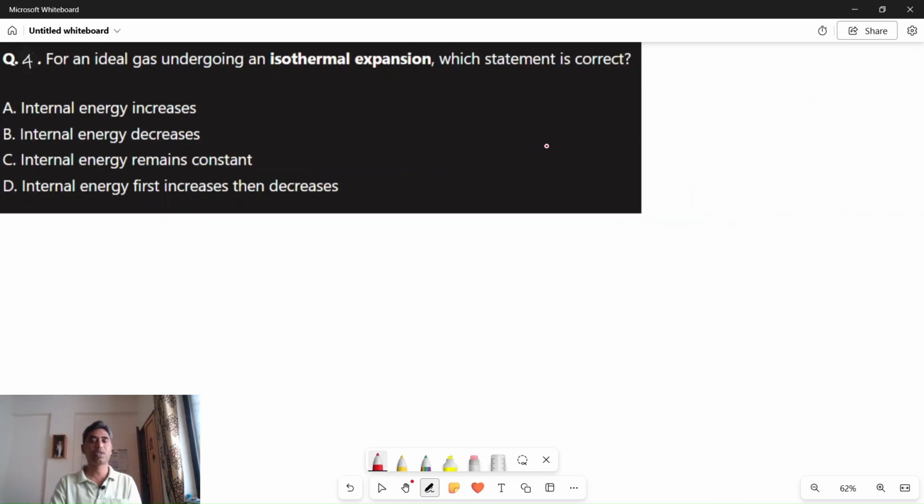Okay, another question based on concept. For an ideal gas undergoing an isothermal expansion, which statement is correct? Internal energy decreases, increases, remains constant, or increases first, then decreases. See, for an ideal gas, internal energy depends only on temperature. Internal energy is a function of temperature only for an ideal gas. And for an isothermal process, temperature is constant.